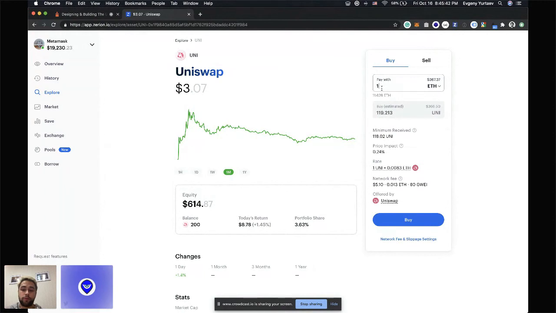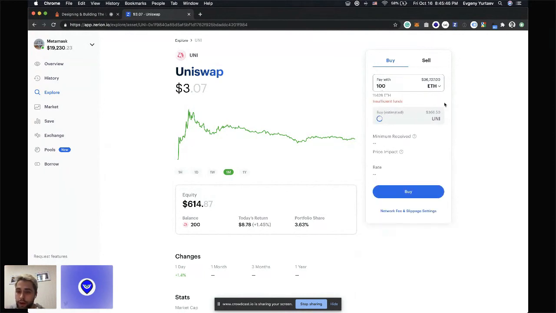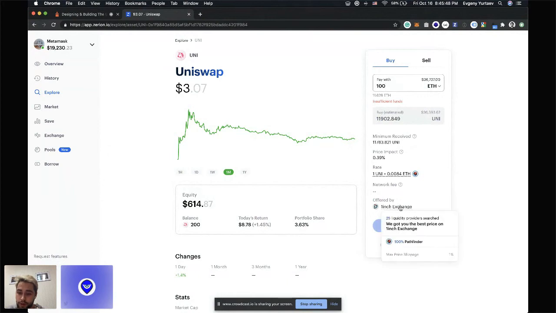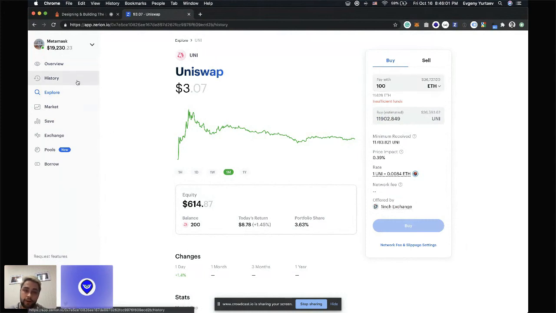But let's say if you're making a large trade, let's say 100 ETH, it will probably show up as 1inch exchange, because 1inch is actually splitting your order. And this is how Zerion would handle that use case, and will always give you the best rate across different liquidity sources.